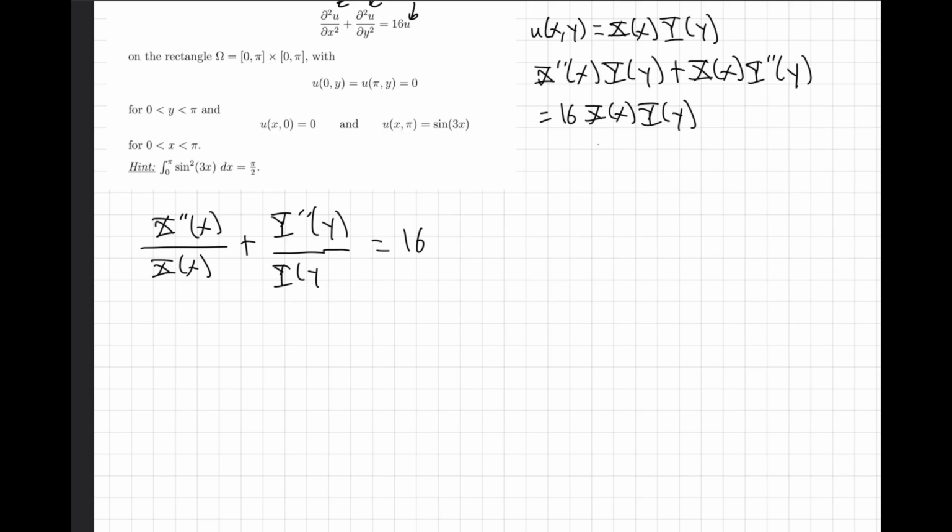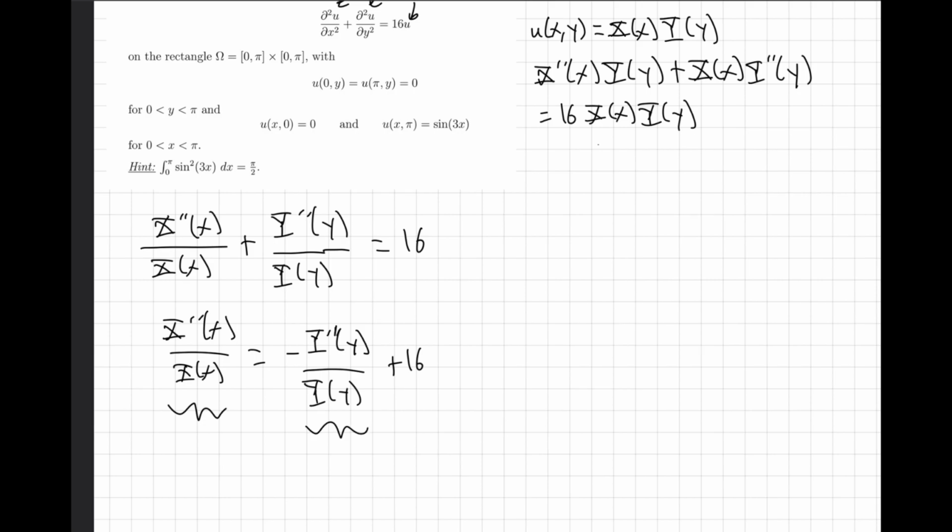So to do that, I'm going to drag over the Y double prime of y to the other side. And this will give us X double prime of x over X of x is equal to negative Y double prime of y over Y of y, plus 16. And since we have x dependence and y dependence, the only way these things are going to be equal is if they're equal to a separation constant. Let's go ahead and call that mu for the time being.